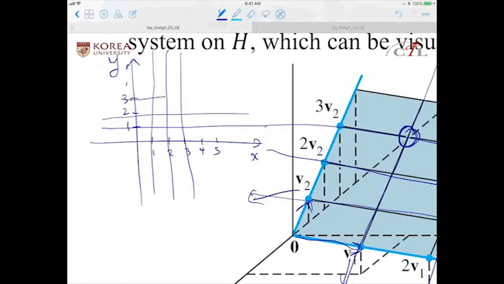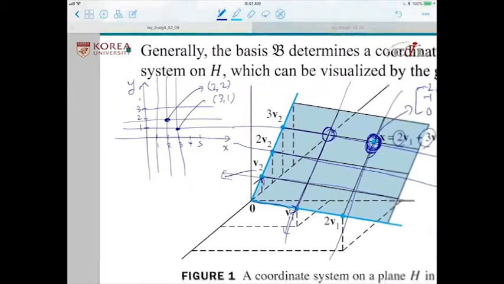Okay. Now what is the coordinate of this guy? This guy is 2, 2. It's a really easy one. And what about this guy? What is the coordinate of this guy? 3, 1, right? And here it is almost the same as this figure.